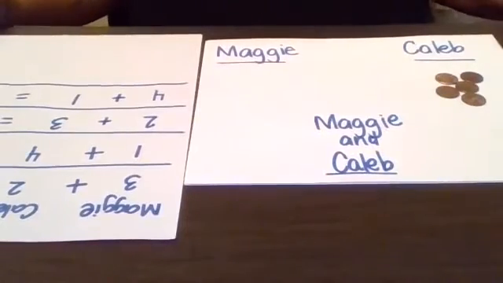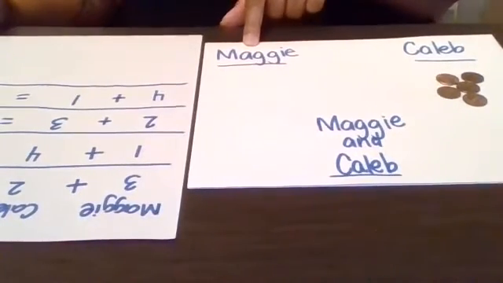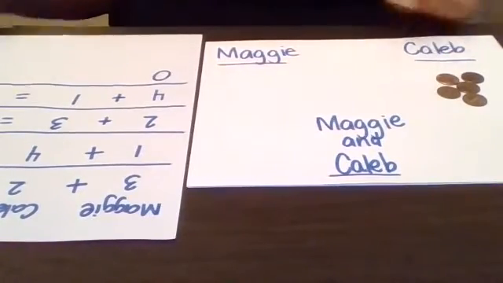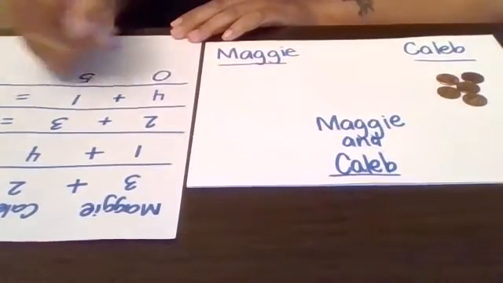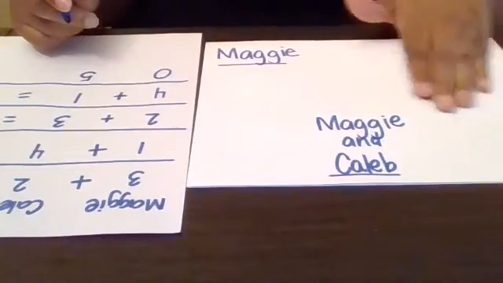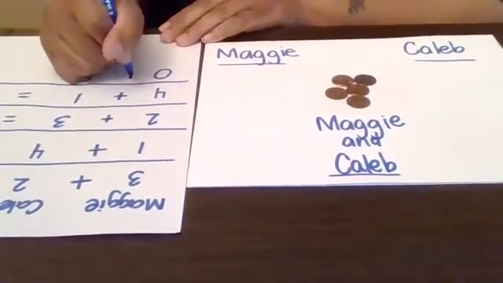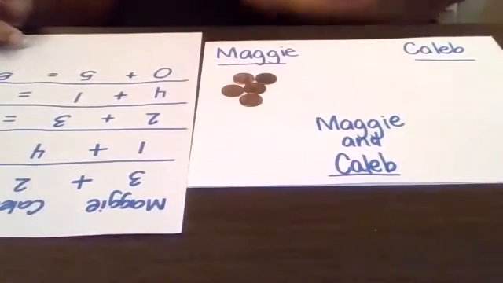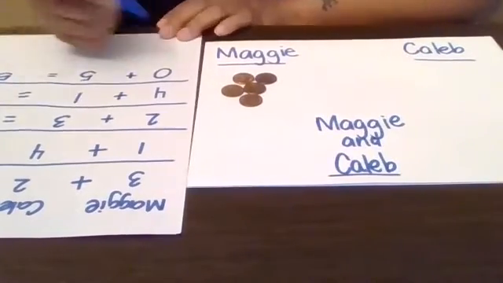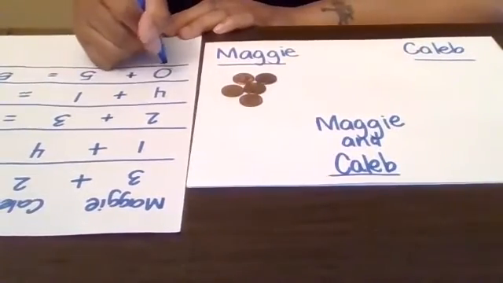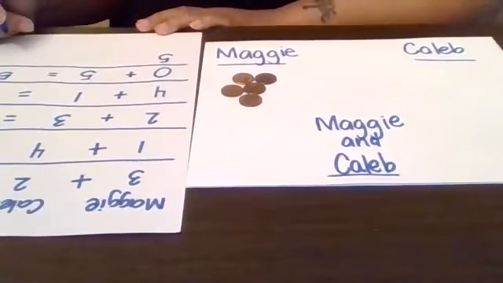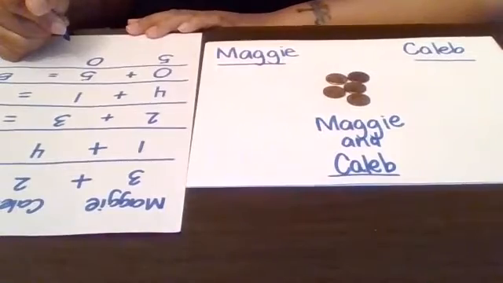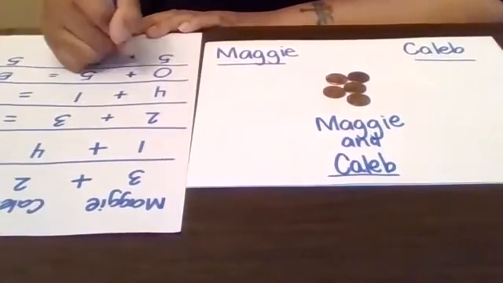Wow. How many does Maggie have? She has 0. What about Caleb? He has 5. So 0 and 5 makes what? It makes 5. And last but not least, how many now does Maggie have? That's 5. What about Caleb? 0. But if I bring them all to the middle, how many do they have together? 5.